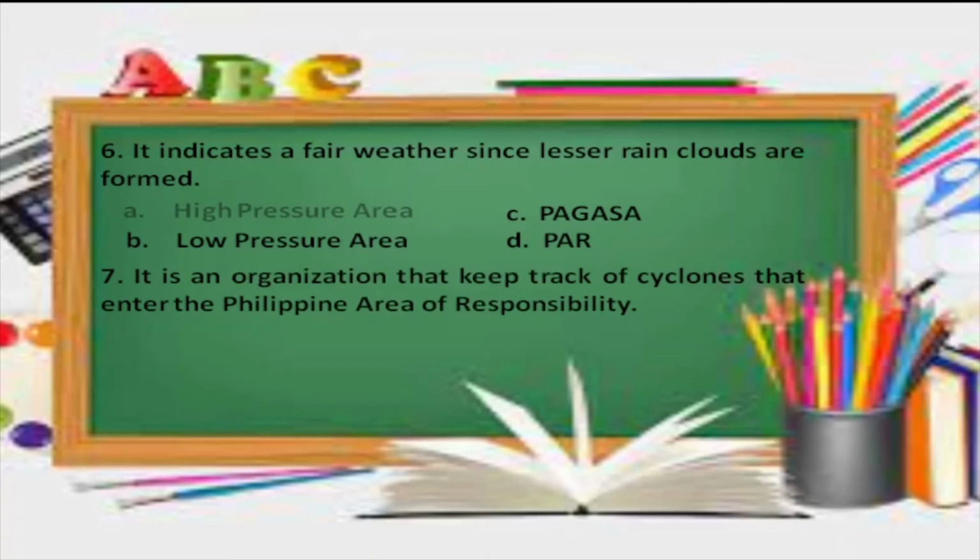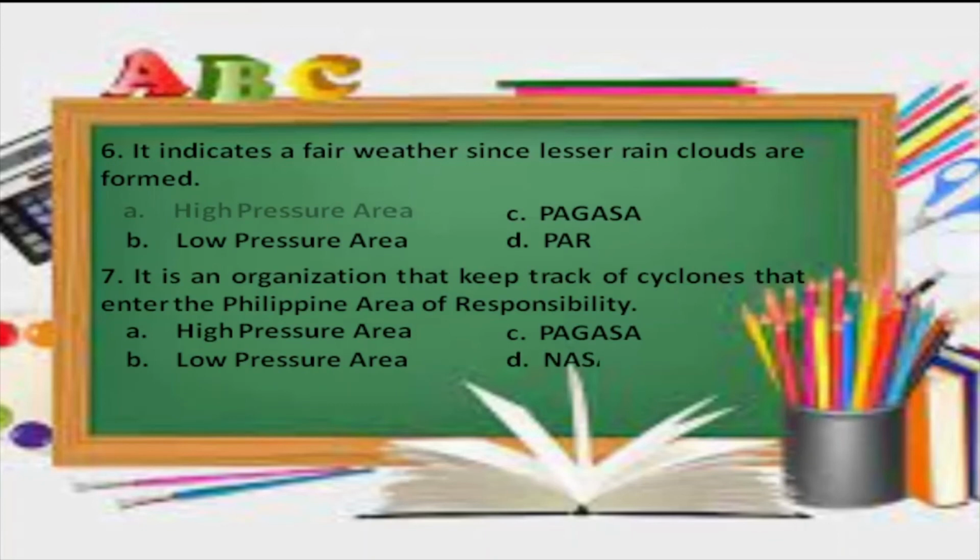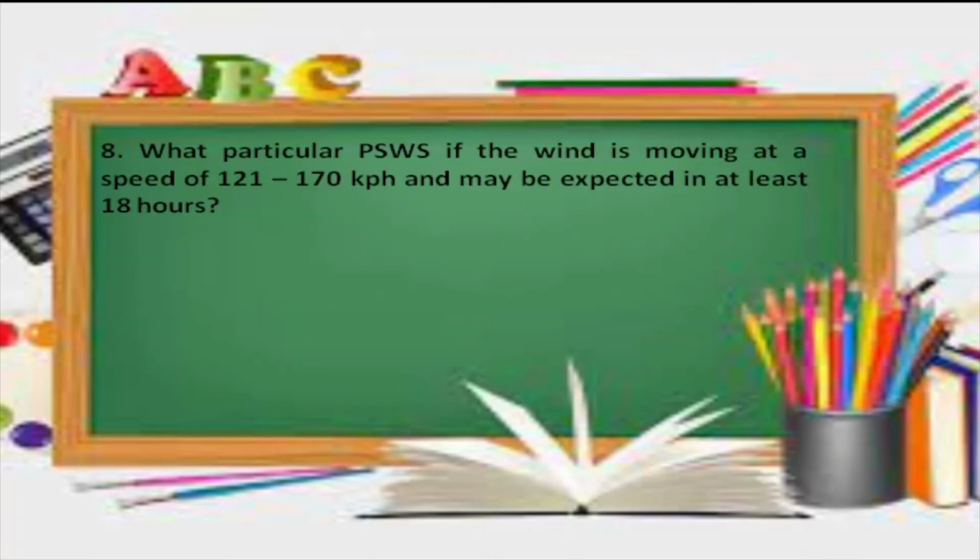It is an organization that keeps track of cyclones that enter the Philippine area of responsibility. A. High pressure area. B. Low pressure area. Letter C. Pag-asa. And letter D. NASA. The answer is letter C. Pag-asa. Let's have item number 8.